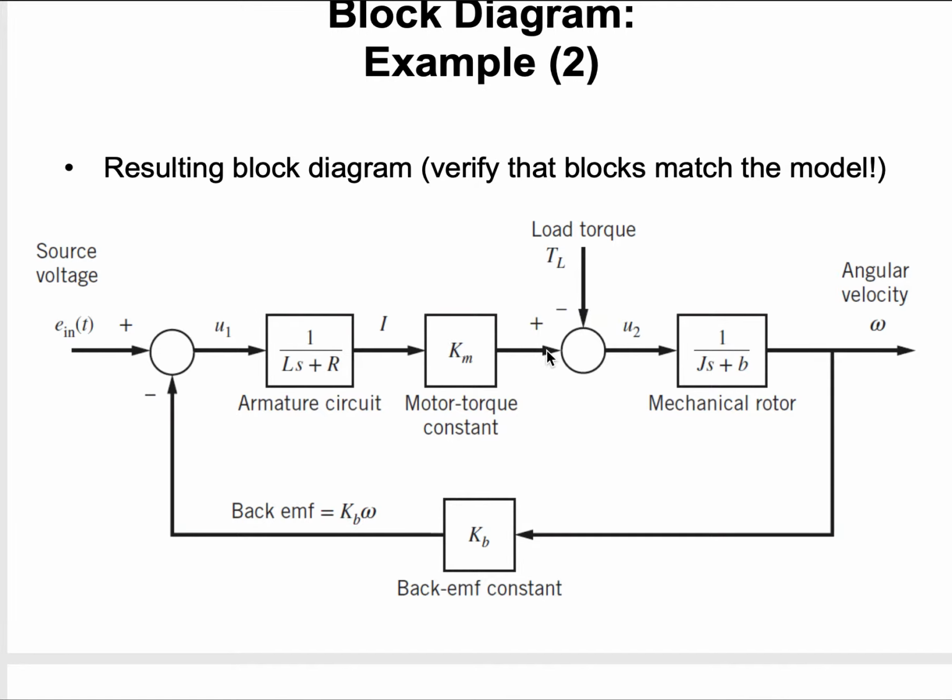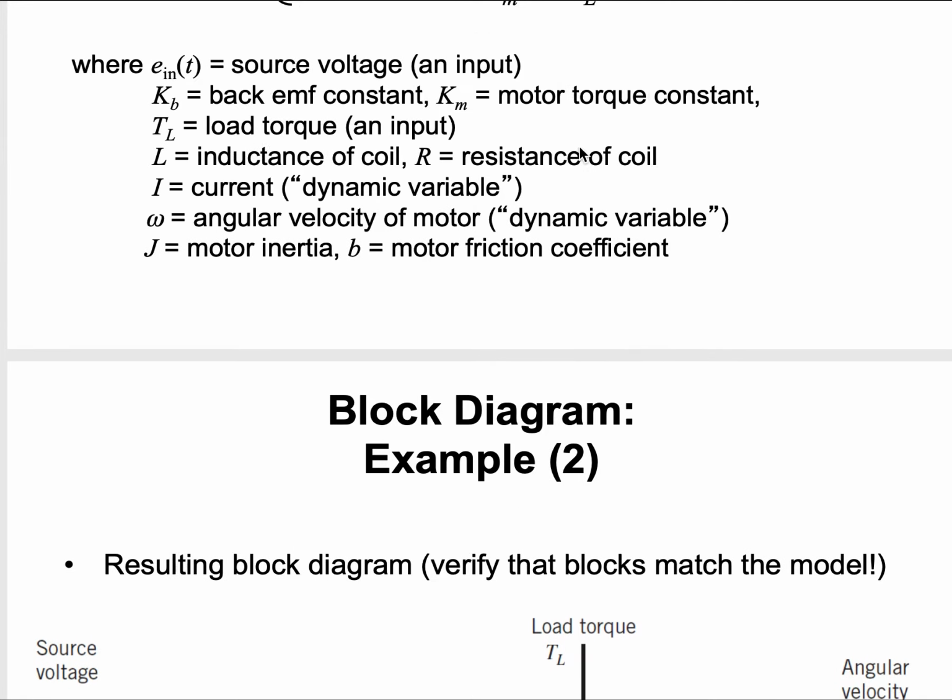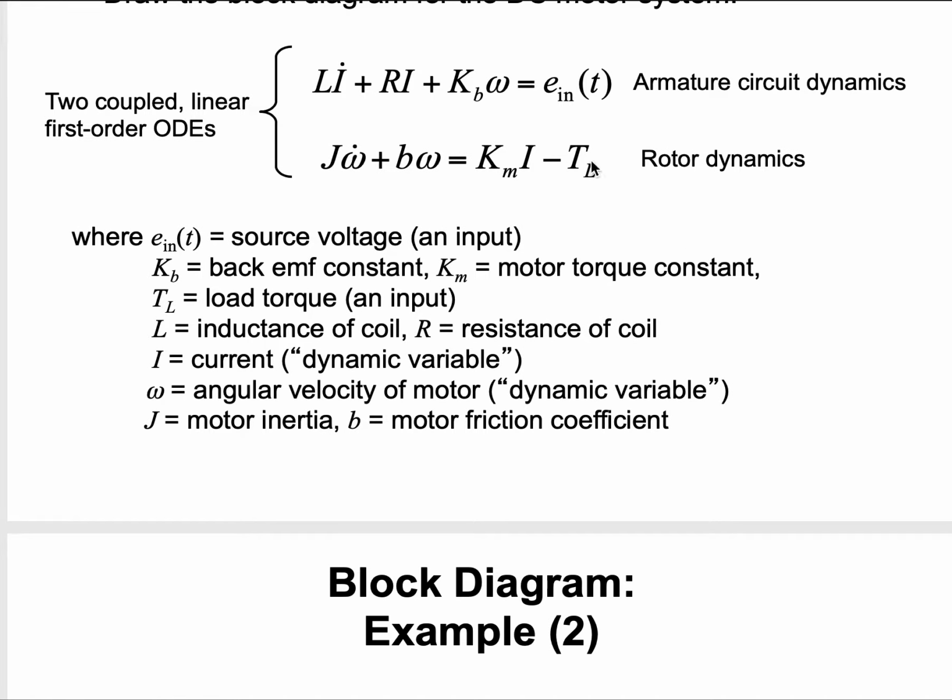Okay? And I also have a load torque acting. Now we come to this part of the dynamics, the mechanical part. So the input to that is the torque created by the electromagnetic force developed in the stator, minus the torque load, the load that we have to work against. This is the input to the rotor. So that is the output, omega.